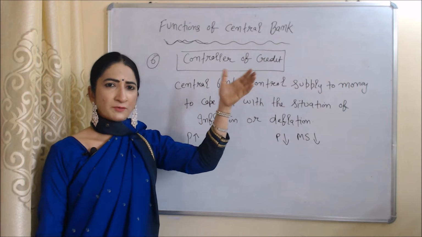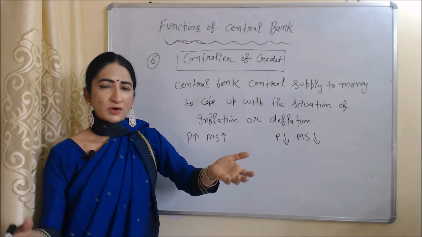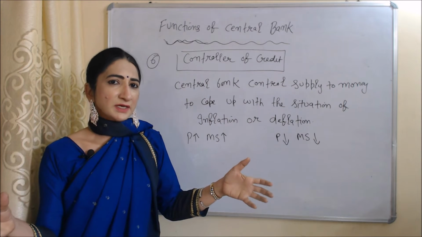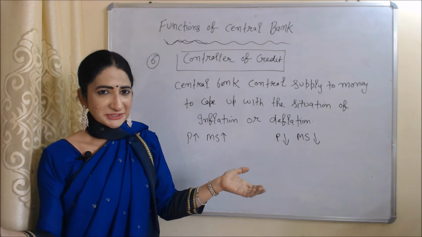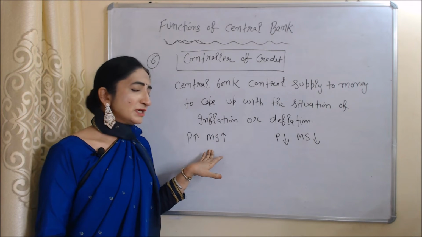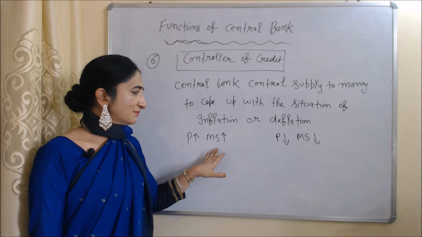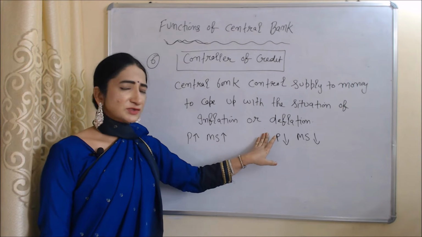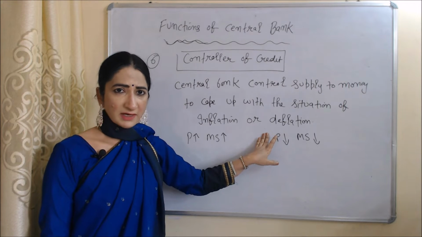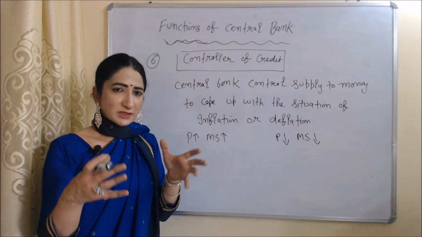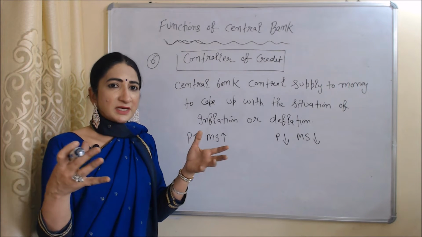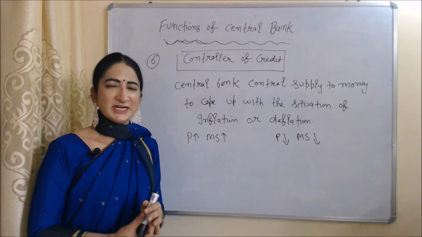Next is controller of credit. Central bank controls money supply so that we can cope up with situation of inflation and deflation. As you know, in case of inflation, prices and money supply are high. In case of deflation, prices and money supply are low. That's why central bank controls money supply so that we can cope up with inflation and deflation.